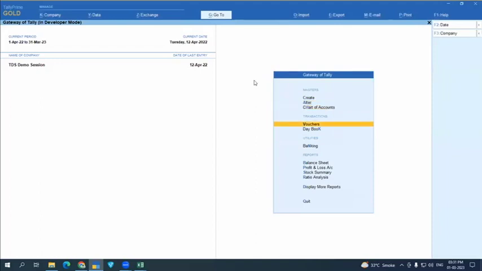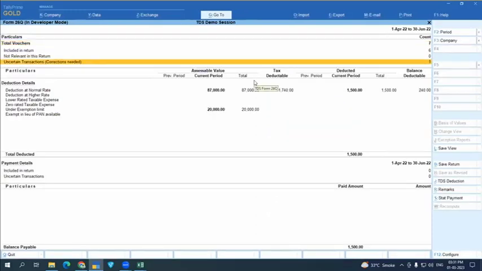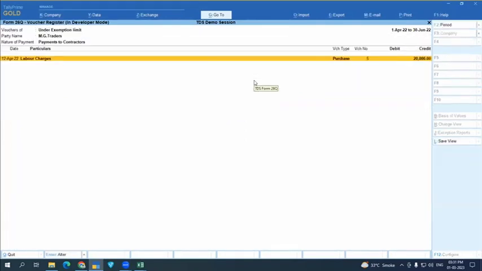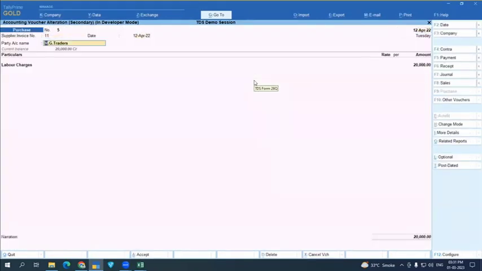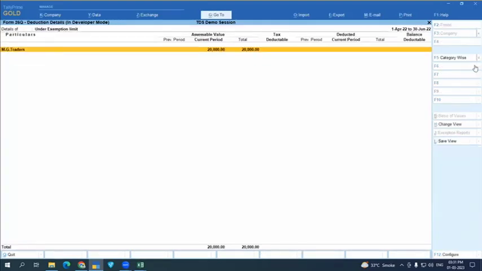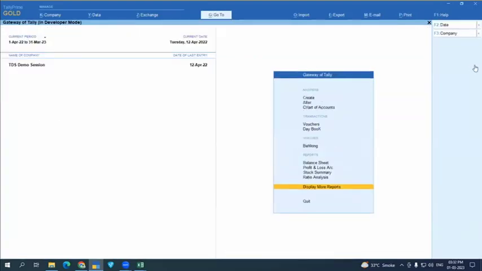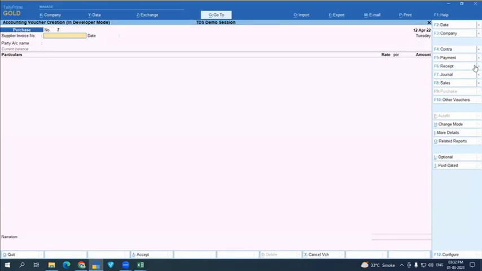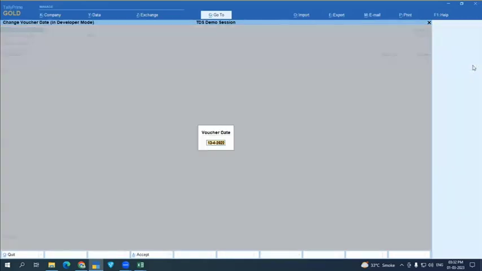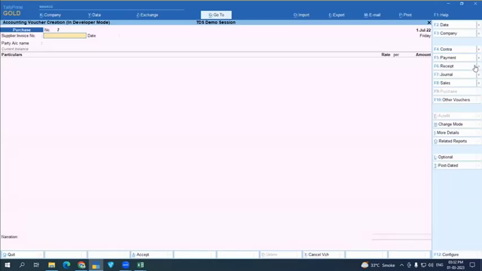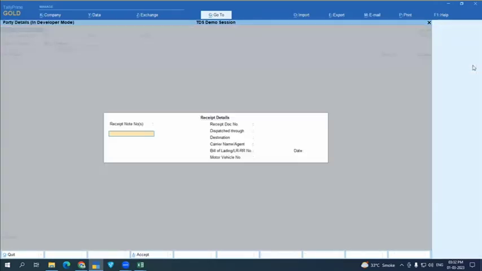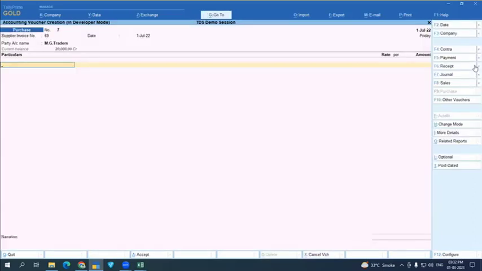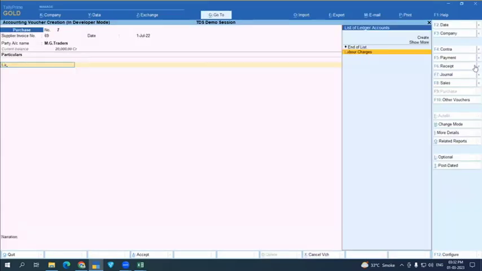Let's take the party we have already created, which is under the exemption limit. Which was it? MG Traders. MG Traders is not crossing the limit in this quarter, and let's assume its limit is crossed in the second quarter. So I am passing an entry to MG Traders. That is another scenario we are going to add. Here I am taking 1st July, bill number, MG Traders, and let's see labor charges again.